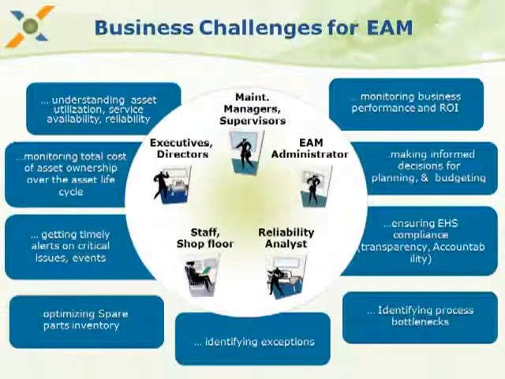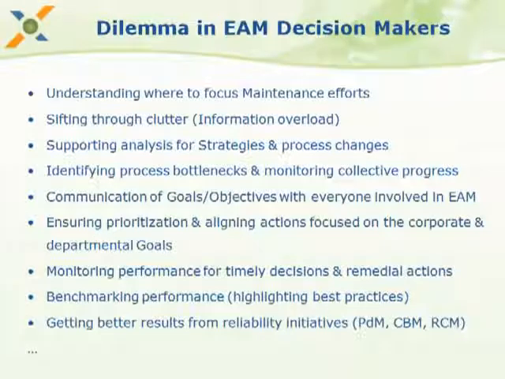Here is the dilemma that most of the EAM decision makers have. Where do we focus our maintenance efforts? There is a tremendous amount of information, and we have to sift through the clutter, get to the right information, support our analysis for strategies and process changes, and institute the KPIs to monitor them. We also want to know the process bottlenecks and monitor collective progress. If we have made any changes strategically or in the processes, we want to see whether that has affected any positive change in the results.